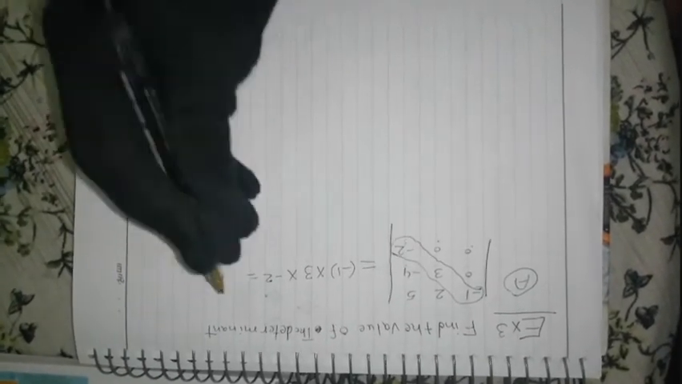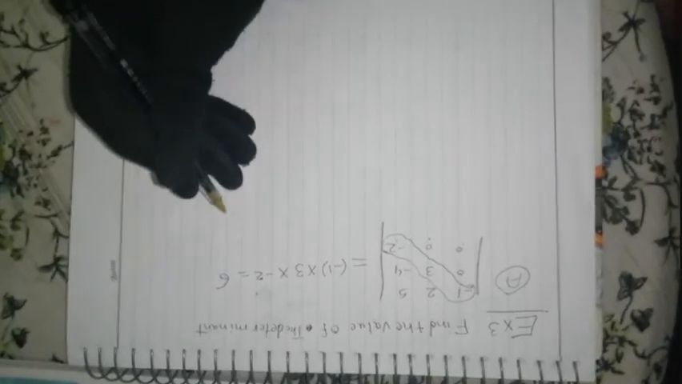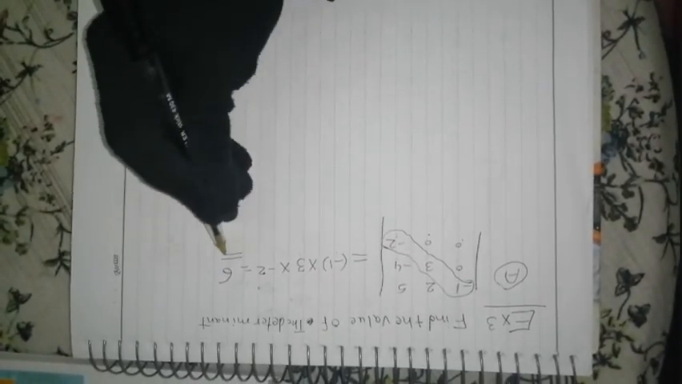Then equals what? -1 times 3 times -2. -1 times 3 equals -3, times -2 equals what? Equals 6. This is the final answer.